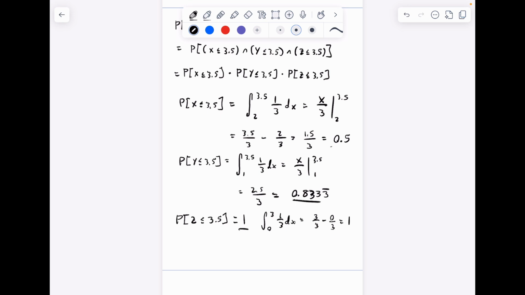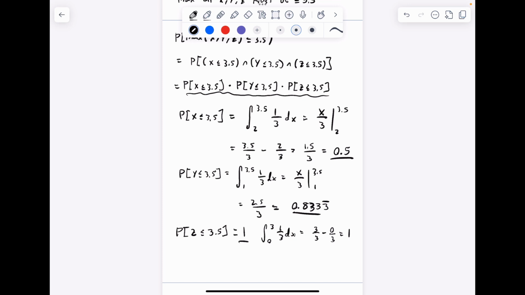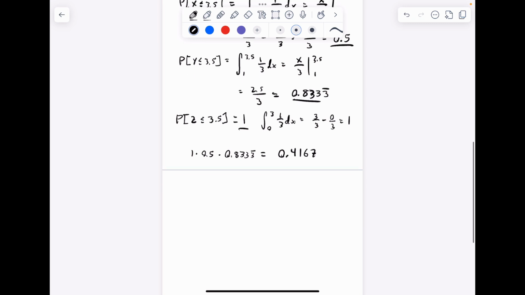So here are our three values that we can plug back into this product we have here. So we have 1 times half times 0.8333 repeating. This gives us 0.4167. So we know that the probability that the maximum of x, y, and z is less than or equal to 3.5 is about 41.67%.